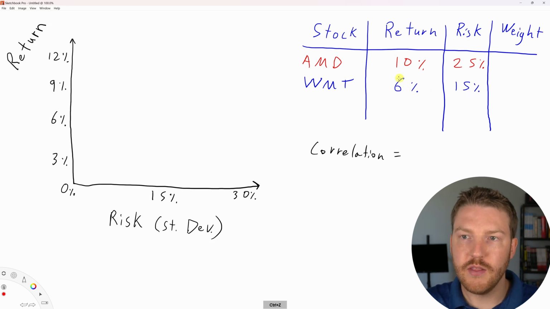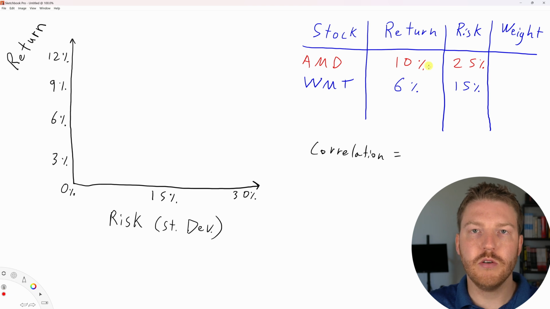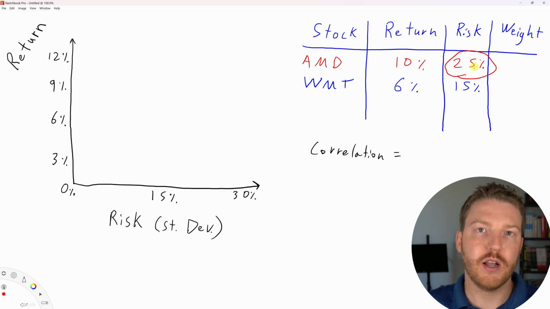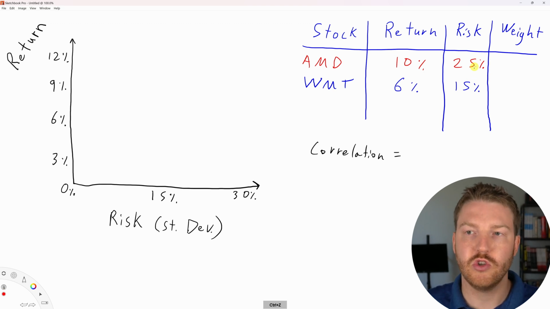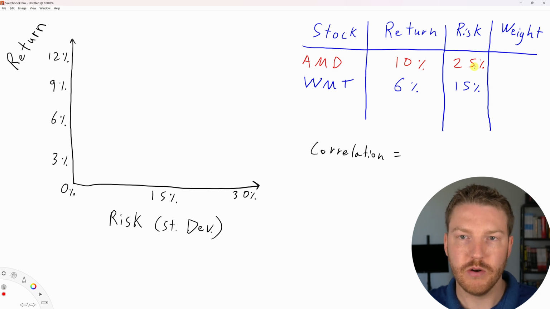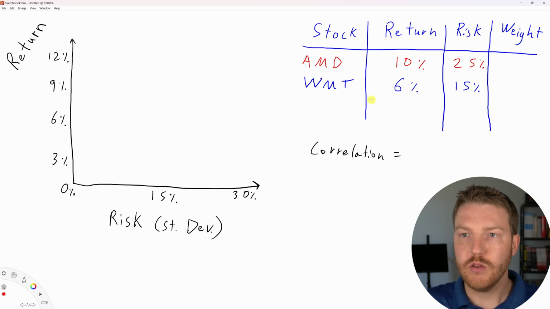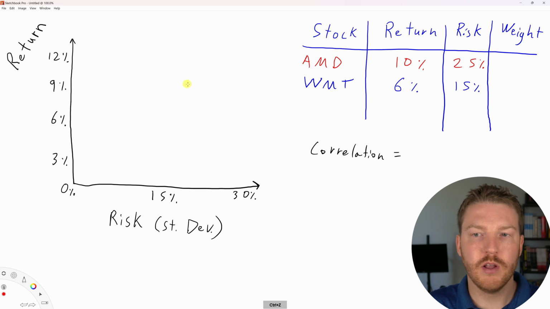We can tell right away that AMD has a higher expected return, but also with that comes a higher expected risk. Because with higher expected risk, we should demand as investors to be compensated more with a higher expected return. Now, what if we put 100% of our money or our portfolio into AMD? What would we expect to receive in terms of risk and return? Well, it would be about a 10% return and a 25% risk. So we could plot this on our graph over here to show that a portfolio weighted 100% in AMD should sit at about this dot on this graph.